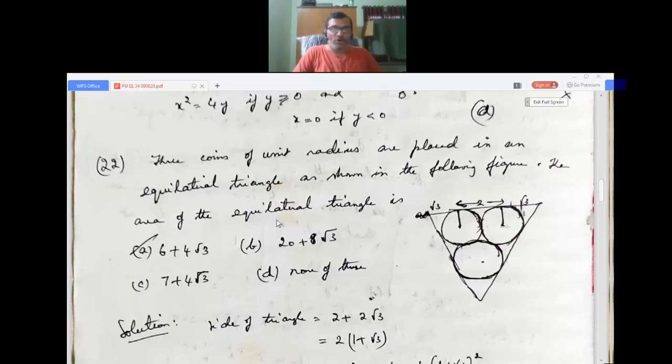3 coins of unit radius are placed in an equilateral triangle as shown in the following figure. I'm not a good artist, I have drawn the diagram roughly. 3 coins of unit radius, so each circle is of unit radius.